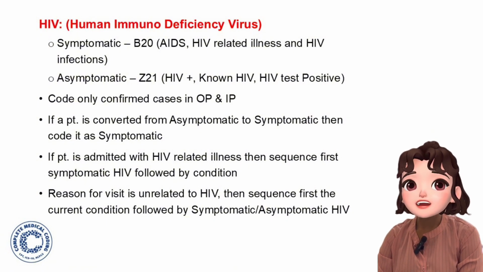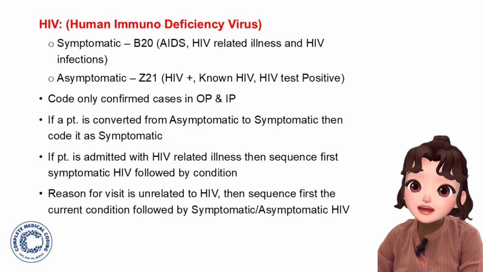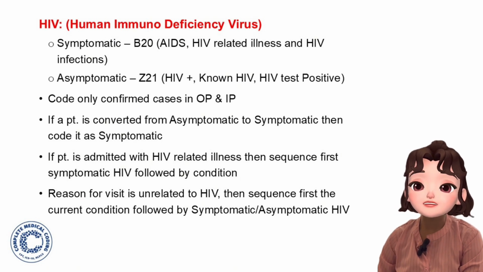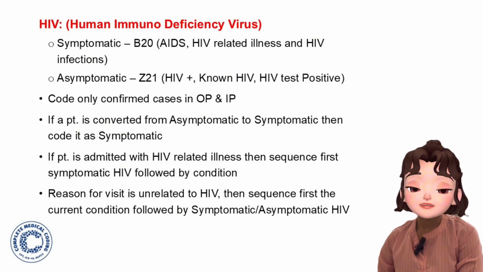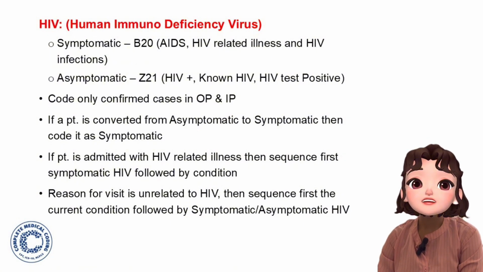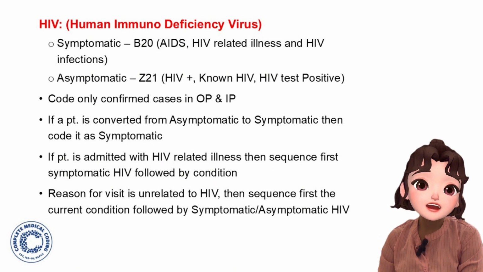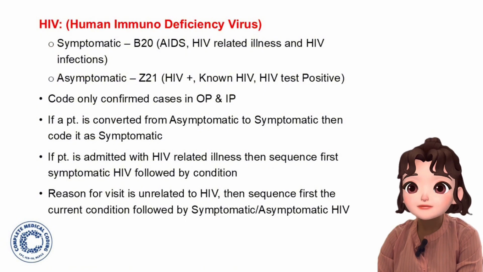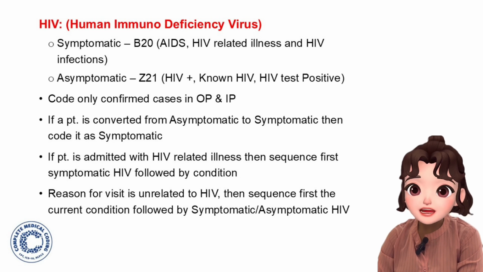Now, if a patient is converted from asymptomatic to symptomatic, then what will you code? Definitely you have to code it as symptomatic, right? If a patient was admitted with initially no symptoms of HIV, and later he got symptoms of HIV, of course you have to code the symptomatic one, okay?